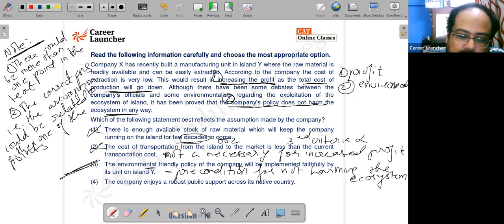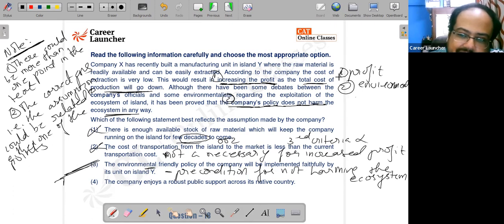Because if the company's policy is not implemented faithfully, in that case, the ecosystem will be harmed. Fair enough, the policy is there, but it also has to be implemented properly, right? So here criteria 3 will apply. Even if I negate this, that is, even if I say the company policy will not be implemented, by doing that, the point becomes false. So option 3 is a precondition. That is, option 3 is an assumption.